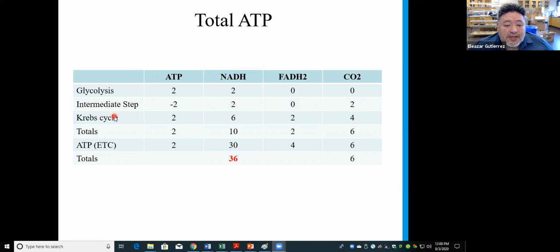Then we go to the Krebs cycle. Per sugar, we make 2 ATP. We make 6 NADH and 2 FADH. Oh, that should be a subscript. I didn't catch that.